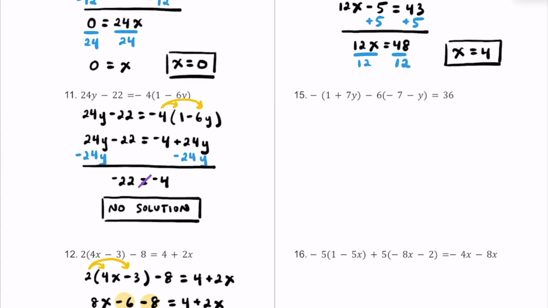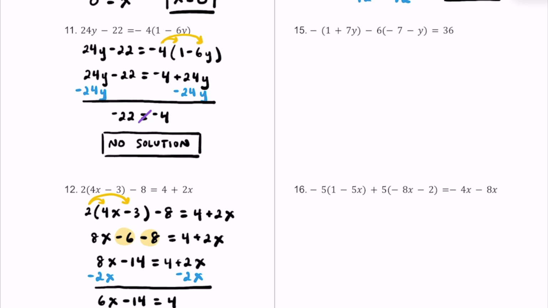All right, let's see what's going on for number 15. For number 15, we have this negative, and then we have this 1 plus 7y. So it's going to be flipping everything that's inside here. Then we have this minus 6 times the quantity of this negative 7 minus y. And then we have this equal to 36. All right, so we have this invisible negative 1 here. That just means we're multiplying everything inside here by negative 1.